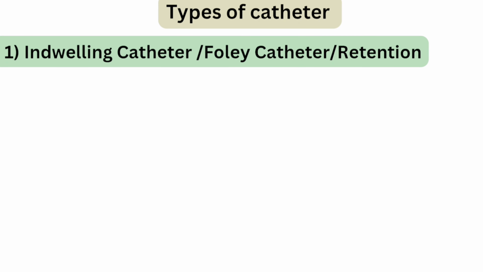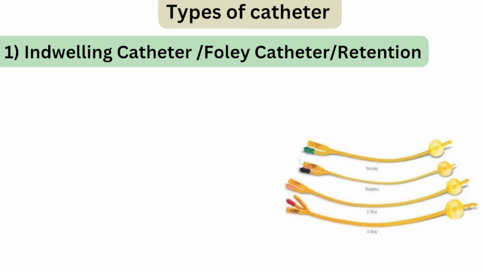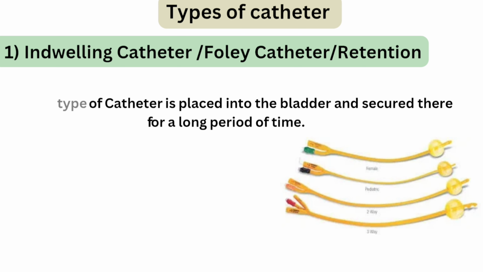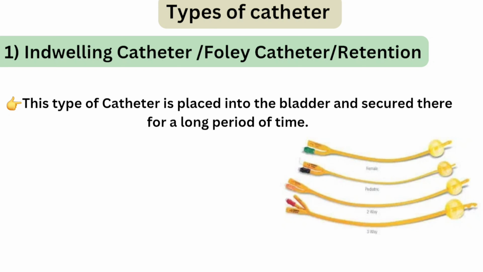Types of catheter. Number 1 is the indwelling catheter, or Foley catheter, or retention catheter. It contains 4 different types of catheter: female catheter, pediatric catheter, 2-way catheter, 3-way catheter. This type of catheter is placed into the bladder and secured there for a period of time. Discontinue after 24 to 48 hours, after that it is removed.